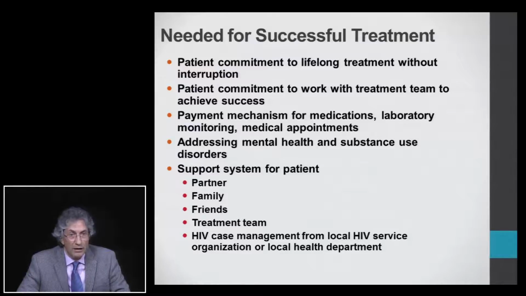You might have to address mental health and substance use disorders or get help with them for a person to have consistent, excellent adherence for years at a time. And patients usually need support systems to accomplish this. They need their partner to help, their family to help, their friends to help, you as part of the treatment team, and often they will need HIV case management to help them with health insurance and other issues, MIDAP, Healthy Michigan, Affordable Care Act enrollment, and this should be available from your local HIV service organization or from your local health department.